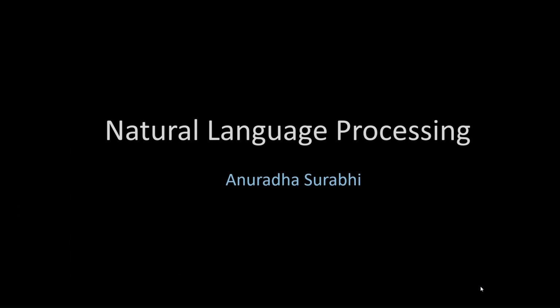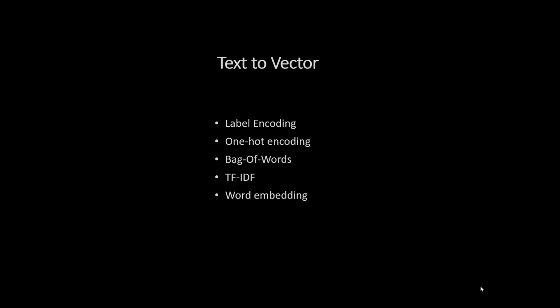Working with natural language processing models involves dealing with text data. Our neural networks cannot process the text data directly. These models require numerical data for processing. Therefore, a numerical vector must be created from the text. This is the concept of text to vector. Today's focus is on vectorization, converting the textual data into a numerical vector representation.